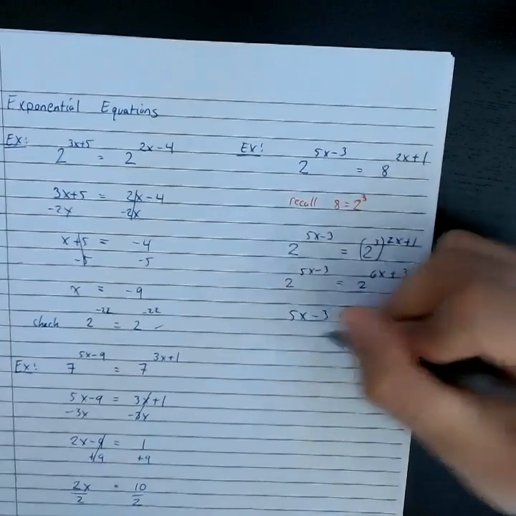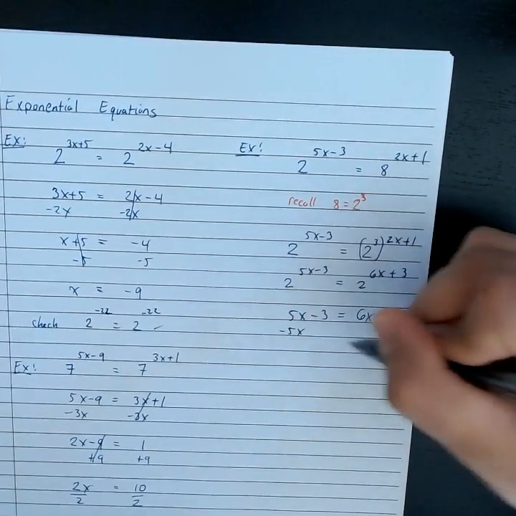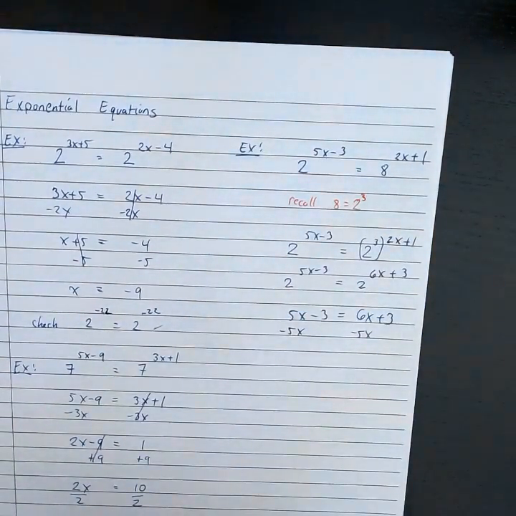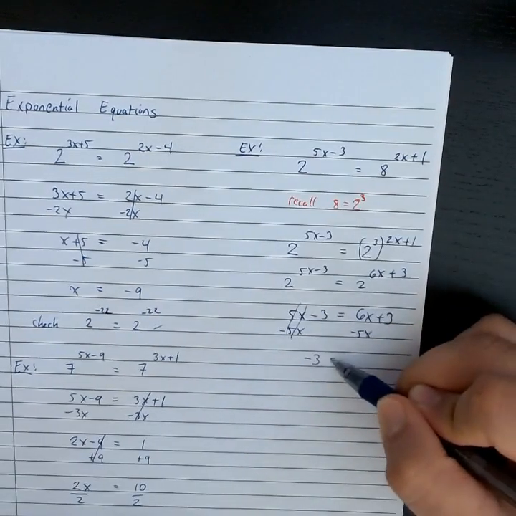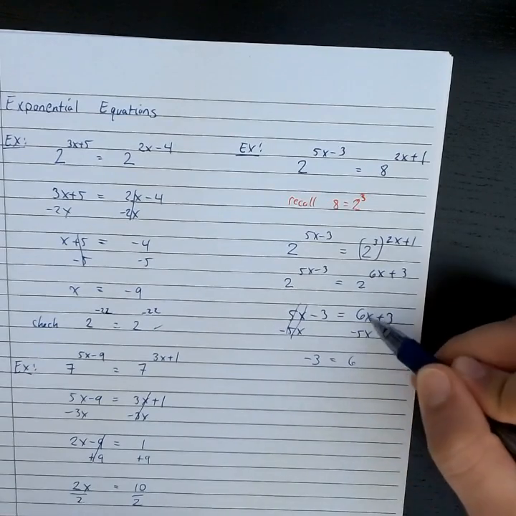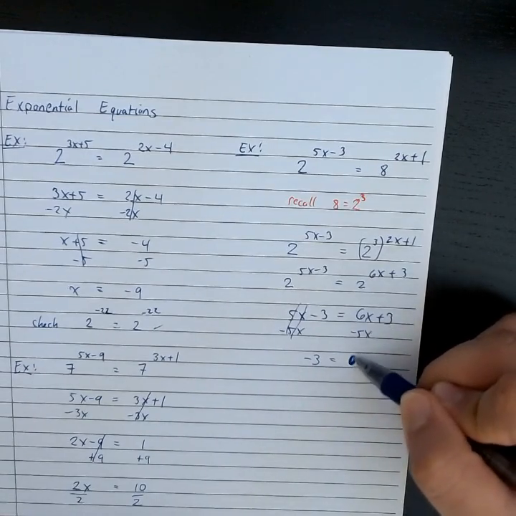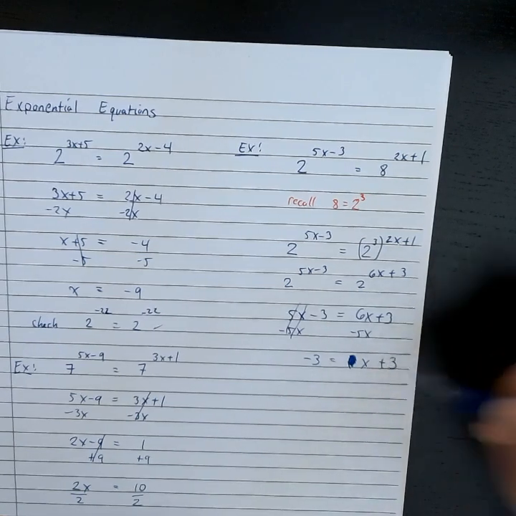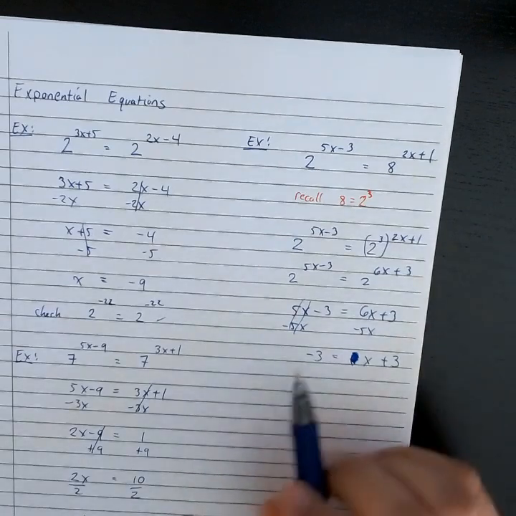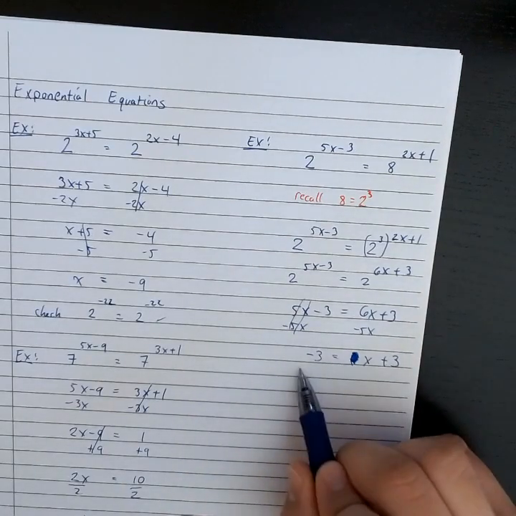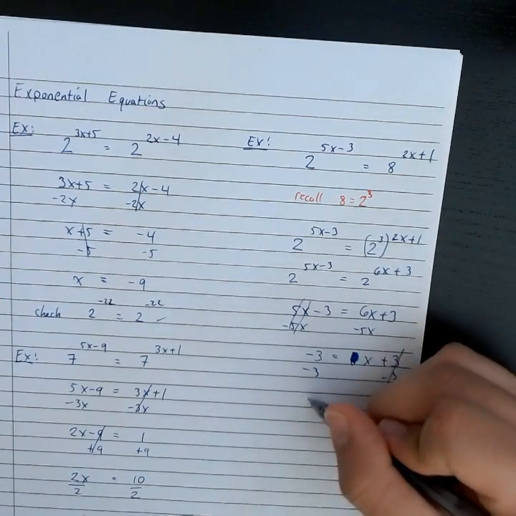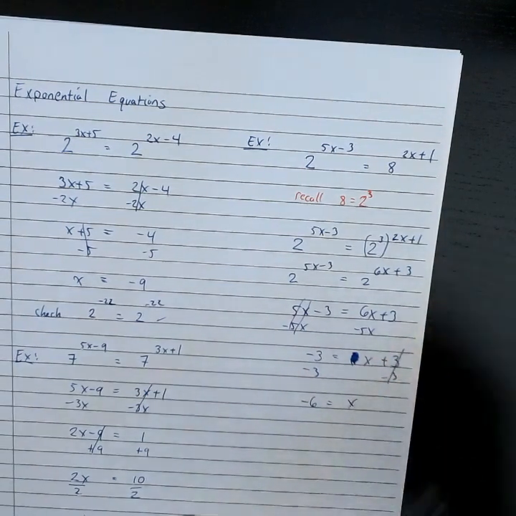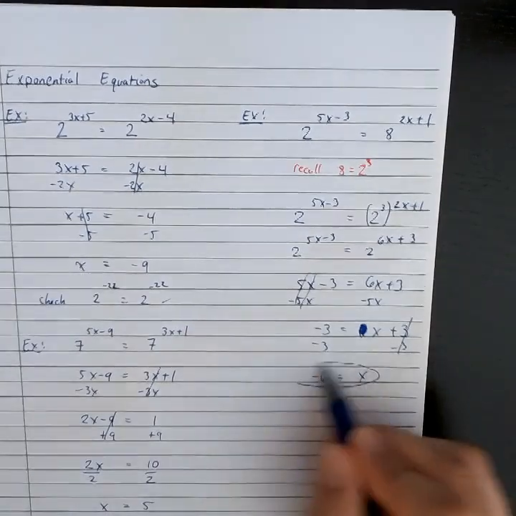Let me subtract 5x from both sides. I like to pick on the smaller x, make that go away. And that's now negative 3 equals 6x minus 5x. Well, that's just going to be 1x, isn't it? It's just going to be 1x plus 3. And now I can go ahead and subtract the 3 over this way. So minus 3 and minus 3, and that's gone. And that'll leave me negative 6 is equal to x. And that's my solution. All right?